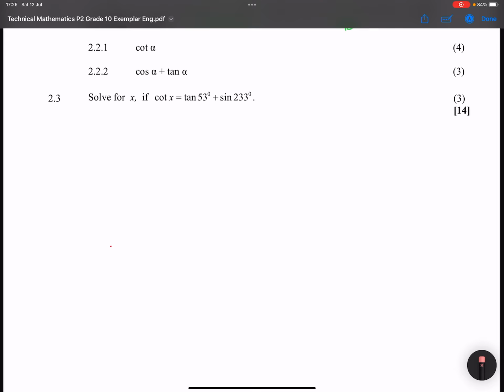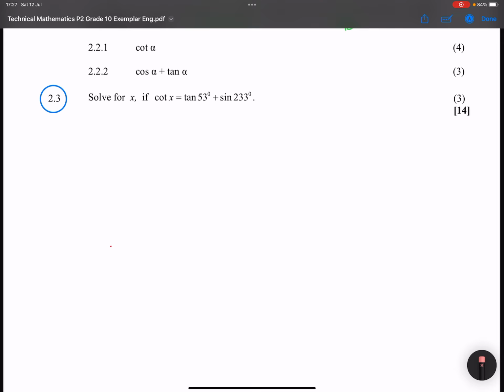So I'm looking at question 2.3. I thought I would divide this question up because it really was a lot. I don't think you would focus in one video. All right, so let's go for it. They say to us we've got cot of x, solve for x, that is. So we've got cot x, which is equal to 10 53 plus the sine of 233.